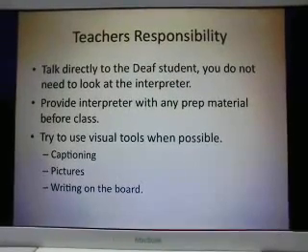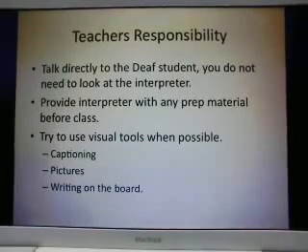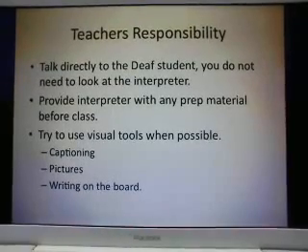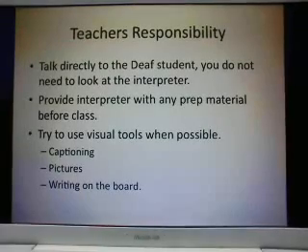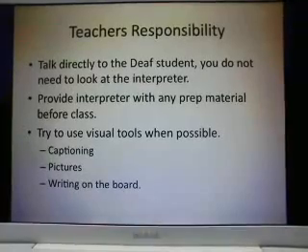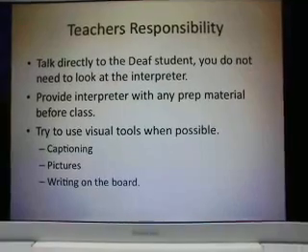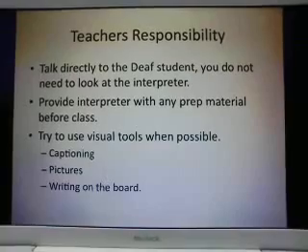Another thing to keep in mind is trying to use visual tools when possible. This is stuff such as captioning on videos, pictures when it's appropriate, and writing something on the board. By simply writing something on the board, it creates a tangible visual object that the deaf student can look at and understand what's going on. Also understand that if the deaf student isn't taking in information visually, it means that they're not taking in information. So if you see a deaf student looking away, if you would normally prompt a hearing student to pay attention, you should do the same for the deaf student.